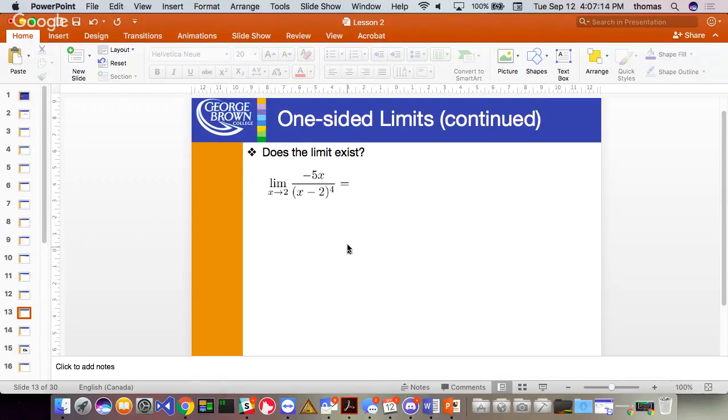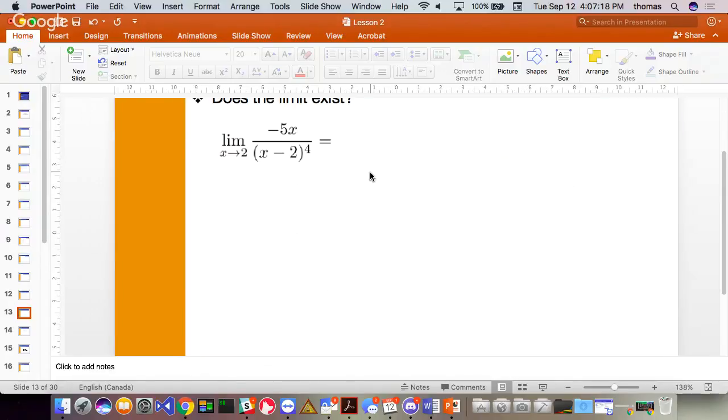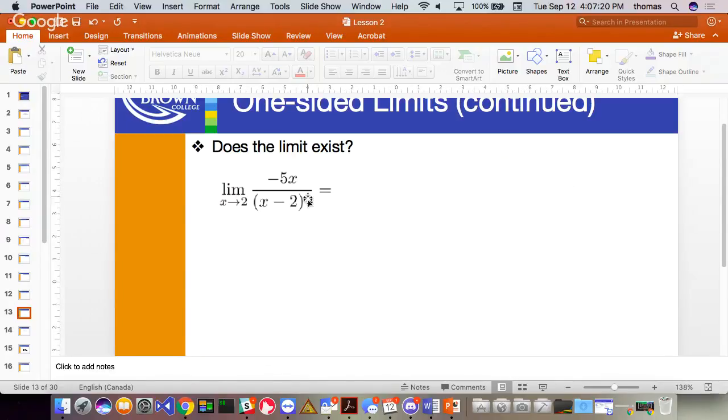I want you to figure this out. You should be able to look at it first. First of all, this is weird, right? Because we have this to the 4, which means it's x minus 2 times x minus 2 times x minus 2 times x minus 2, all in brackets. If I say x is equal to 2, no matter what I do here, it's going to be something over 0, right? And you can actually plug this function into the graph.